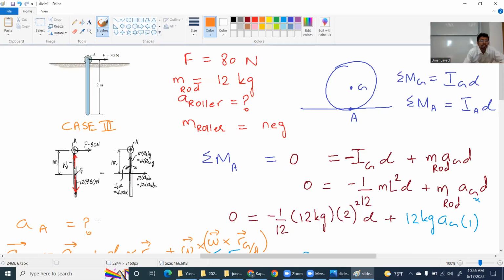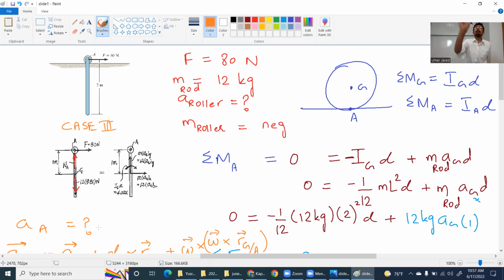Minus I_G alpha plus m a_G d. Okay, so first things first, let's go step by step. The summation of moments has to be done about the point of rotation, no qualms about it. The rod is not rotating about its own center. It is rotating about a point, and that point is A. So I have to write the summation of moments about point A.